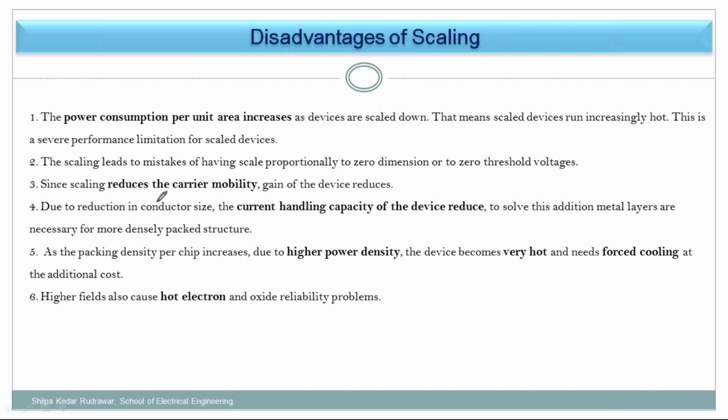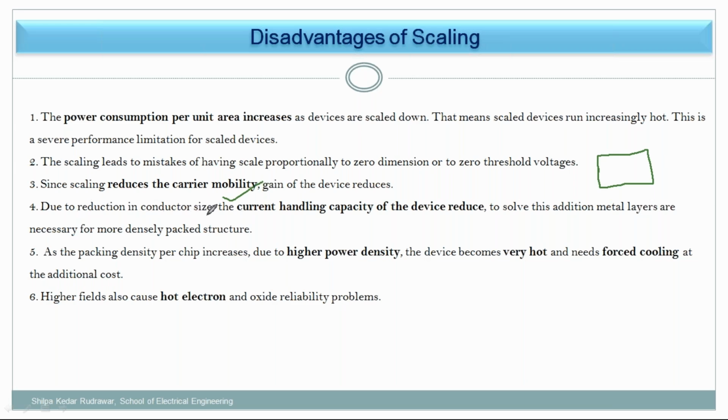Now it also reduces the carrier mobility because in a small area there are thousands of transistors, so doping will be less, and as doping is less, carriers will be less, and as carriers are less, mobility is less. Or we can say as the devices are denser, it creates a bottleneck for the carriers to move, and that's why the gain of the device decreases.